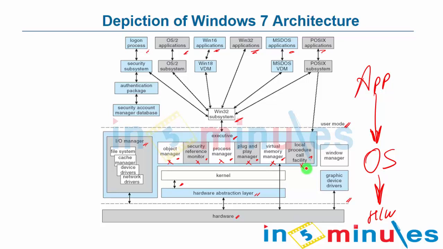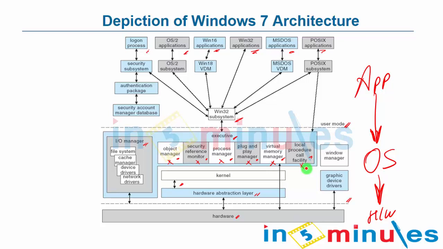All this would eventually communicate with the kernel. Kernel will issue low-level commands to the hardware abstraction layer, and finally the OS-specific to hardware-specific command would be converted via the hardware abstraction layer, and finally we will go back to the hardware and work with the hardware itself. So that's it. That is how Windows 7 is going to work.